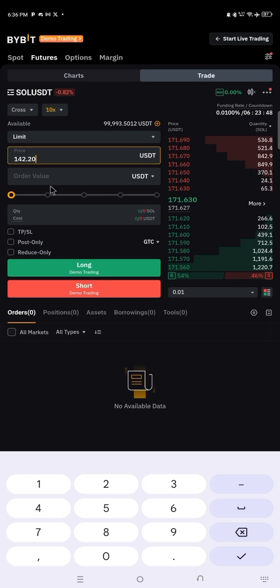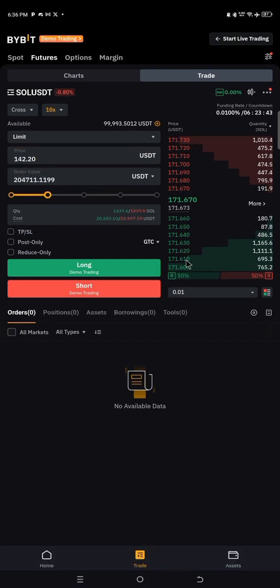I want to use 25% of my capital. You can see there, right? That is limit order. And I'm waiting for the market to come down to 142 so I can long it here.